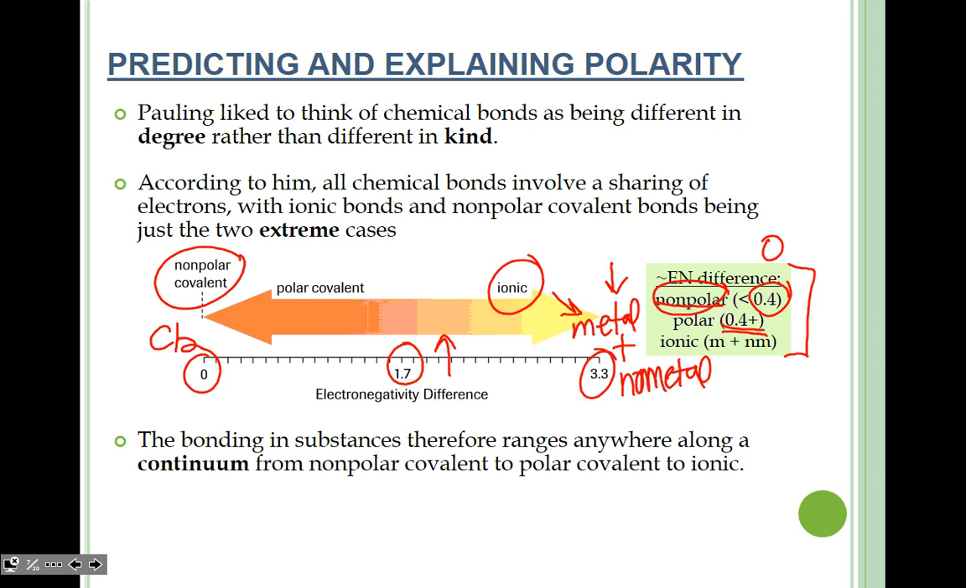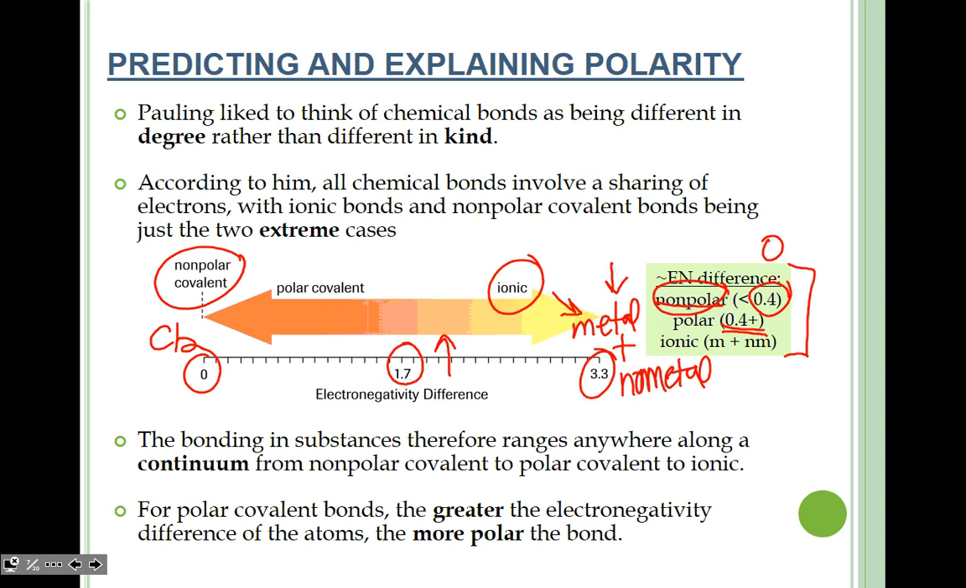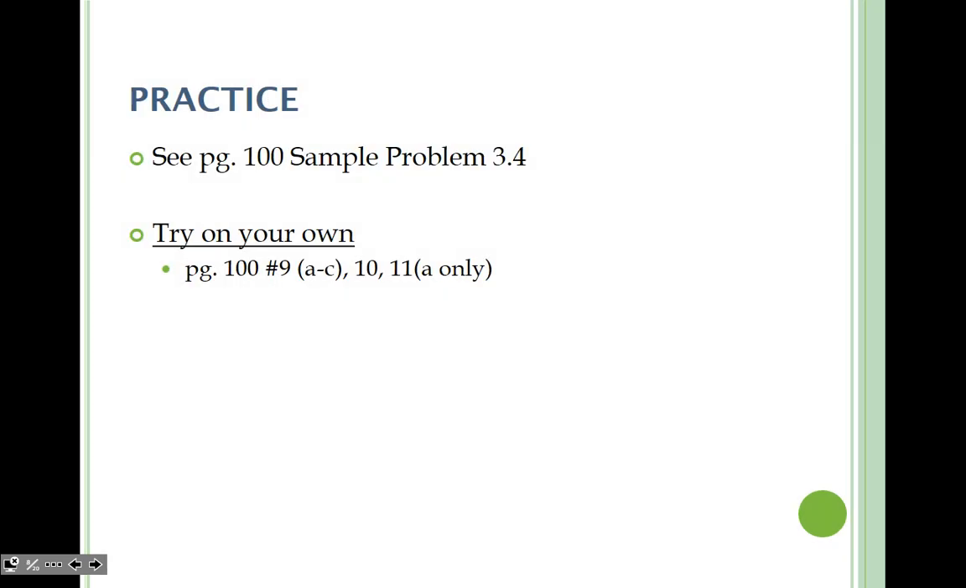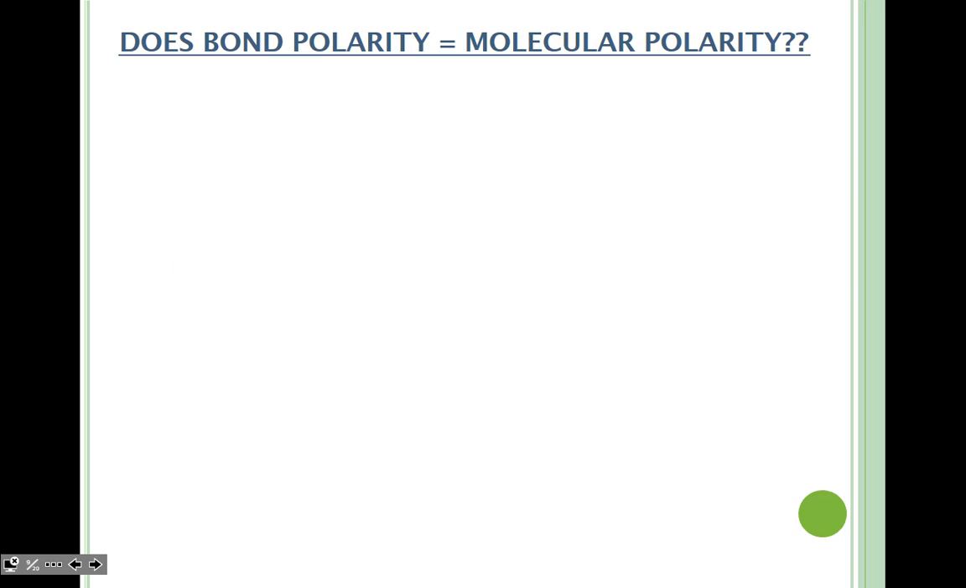The bonding in substances, therefore, ranges anywhere along a continuum from nonpolar covalent to polar covalent all the way to ionic, where there is a transfer of electrons. For polar covalent bonds, the greater the EN difference, or the electronegativity difference of the atoms, the more polar the bond is. I remember saying that just a few slides ago, so obviously you know that this is very important. So let's take a look at some examples here.